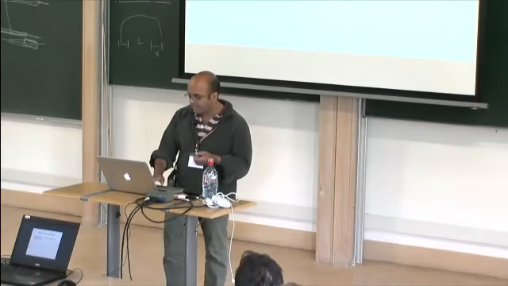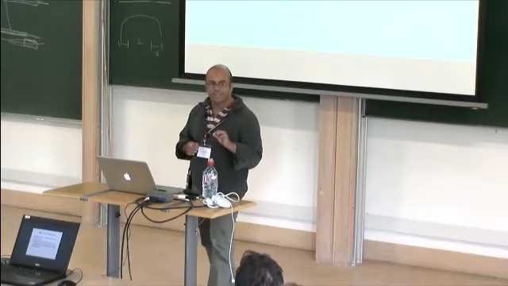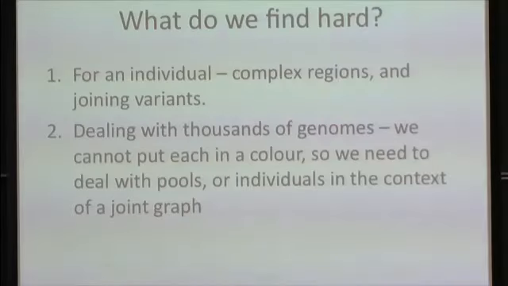And secondly, and this is the really tough one, is that thanks to people like Gil and Richard, we're going to have to deal with thousands of genomes. And I don't have memory to put them all in their own colour. I can do 10 people, but I certainly can't do 2,500. So what are we going to do?